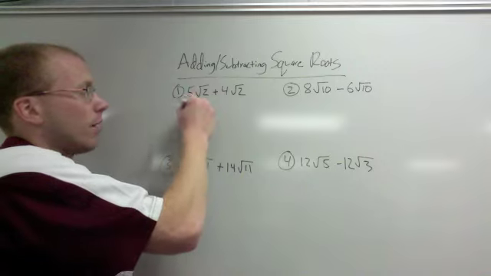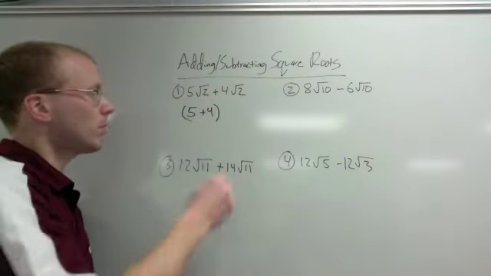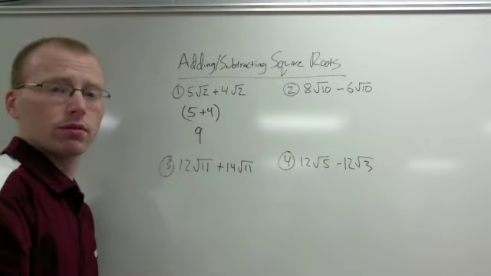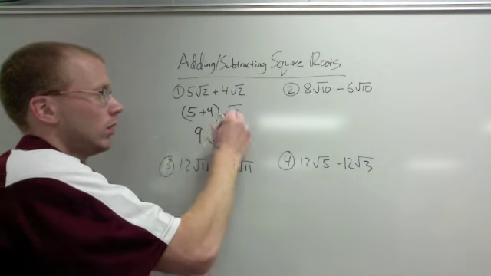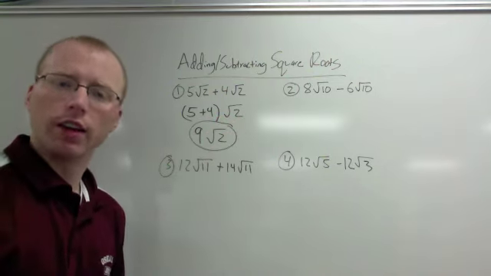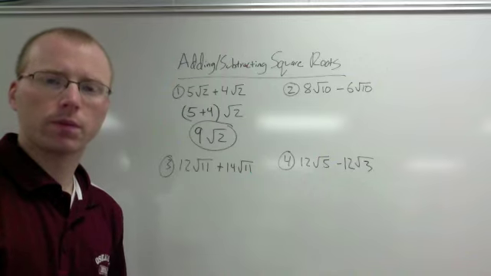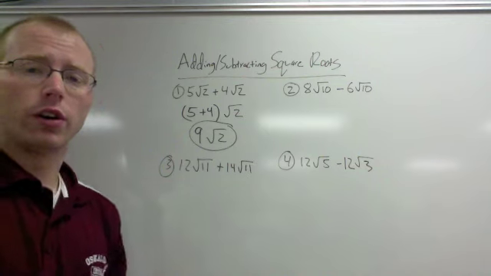So I have 5 plus 4, which we know is 9. And then I add the square root of 2 on at the end. And so 9 square root of 2 is the answer to my first question. So pretty straightforward. Question number 2, I'm subtracting.